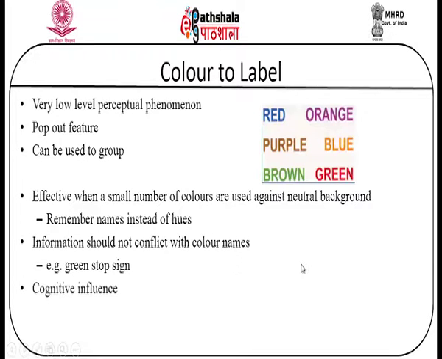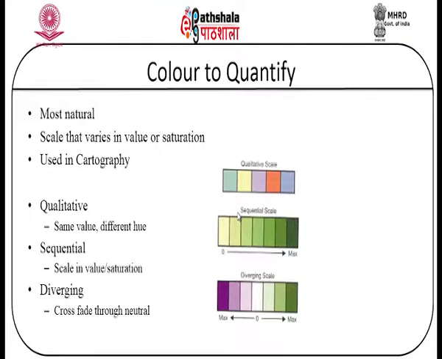There are various color labels as such, which are very low-level perceptual information. They can be used as pop-out features and they can be useful for grouping certain elements. They are very effective when a small number of colors are used against a neutral background, and they are also helpful in understanding the conflict with the color names, and they help in the cognitive influence.